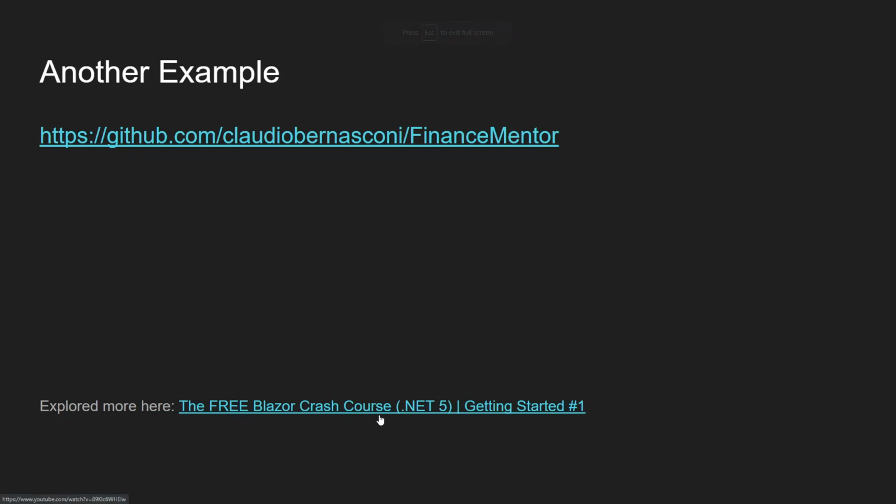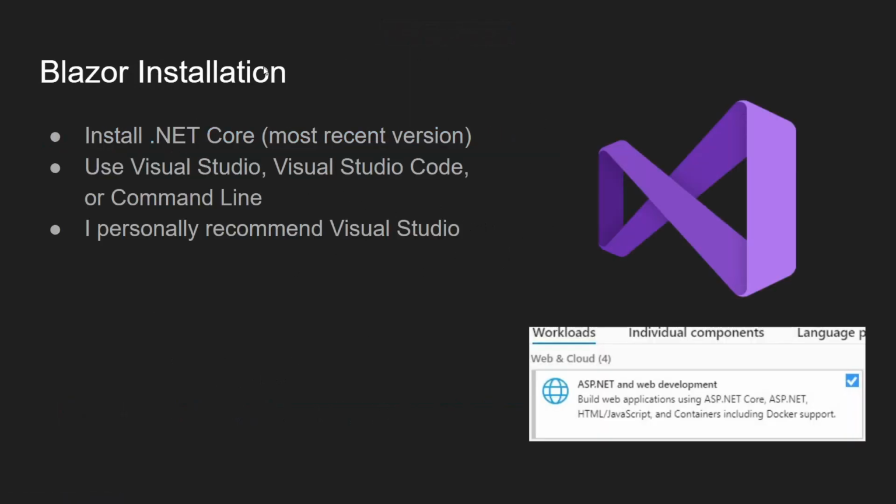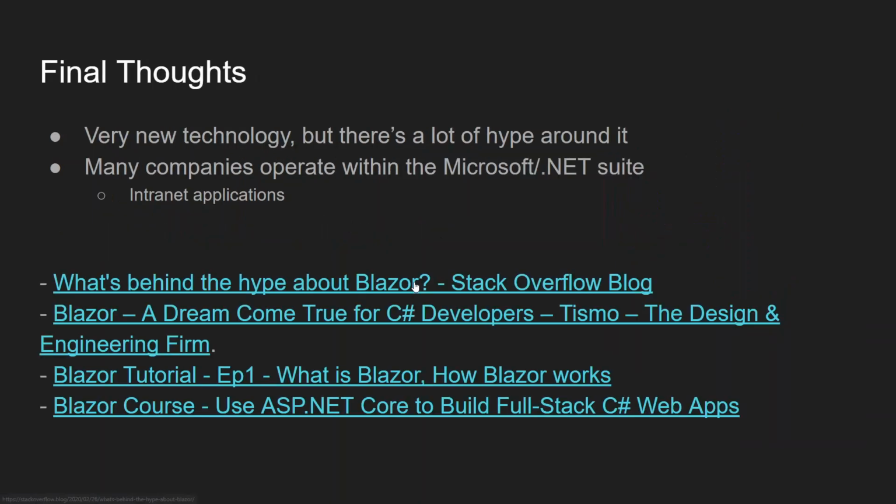Like I mentioned, I'll post these slides afterwards so that you can click on all the links as well. For Blazor installation, you have to install .NET Core, the most recent version. I think it's actually .NET 5 now. I think that was released recently. You can use either Visual Studio Code or the command line to play around in Blazor. Of course, I would recommend Visual Studio, or at least Visual Studio Code. And then here, obviously, it's the ASP.NET and web development option that you would click when you're using the installer.